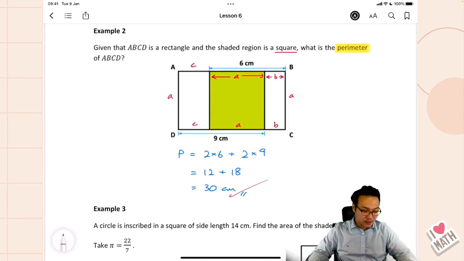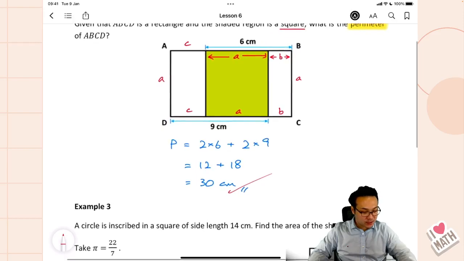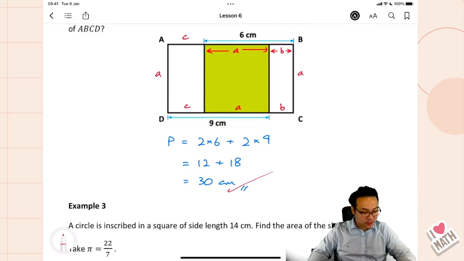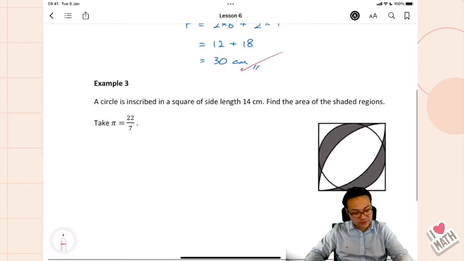So this is how we make use of alphabets. We label the diagram carefully. Then we can visualize what is A plus B, right? What is A plus C? And you can find the perimeter already.